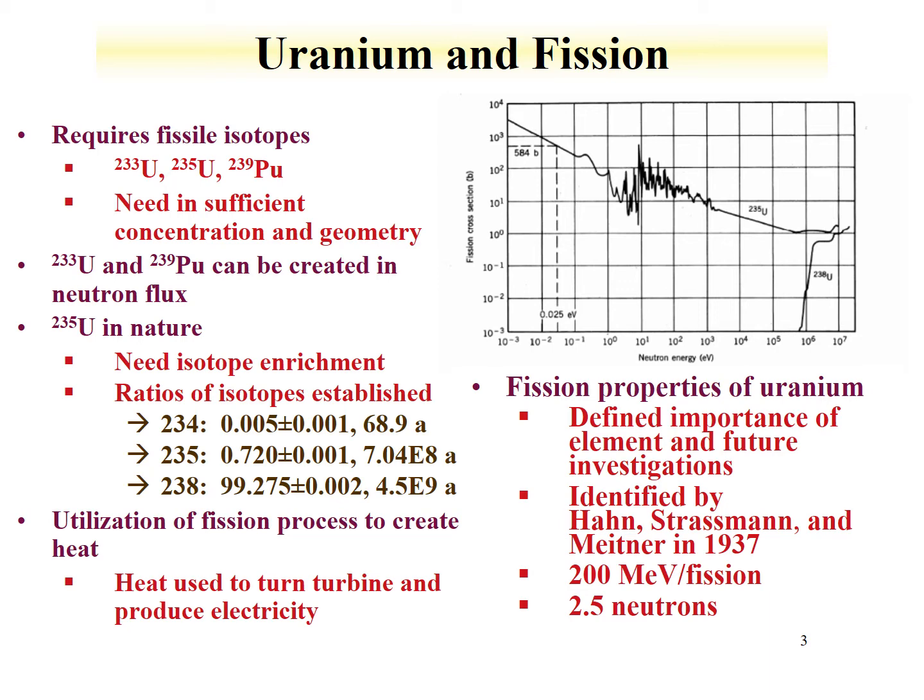In a reactor system, one needs a sufficient concentration and geometry, particularly of these isotopes, to achieve the fission process. And uranium, one of the natural isotopes, is 235, shown here, 0.7%. Uranium-233 can be made by the neutron capture of thorium-232, making thorium-233, which beta decays to protactinium-233, which beta decays to uranium-233. And plutonium-239 is made by the neutron capture of uranium-238, creating uranium-239, beta decay to neptunium-239, and then to plutonium-239. In this way, these two isotopes, uranium-233 and plutonium-239, can be created in a neutron flux.